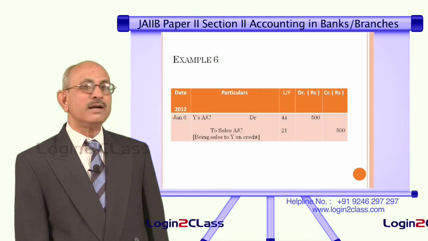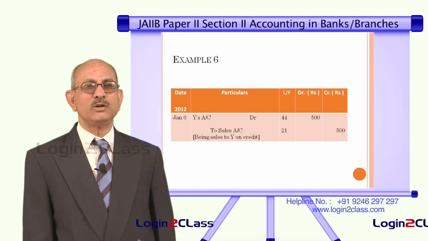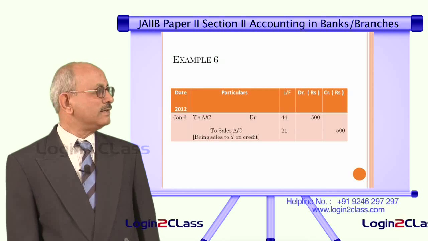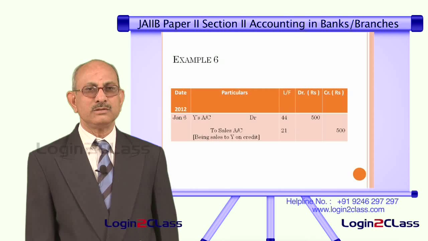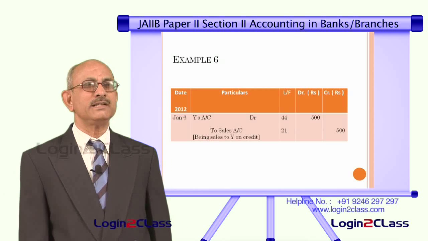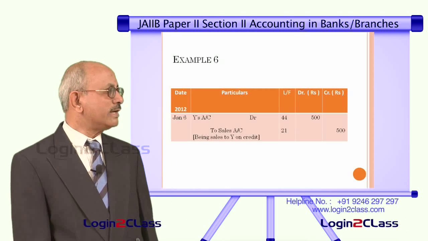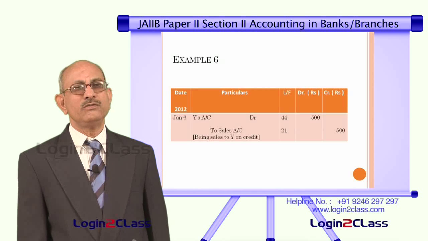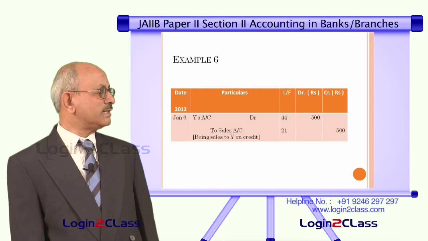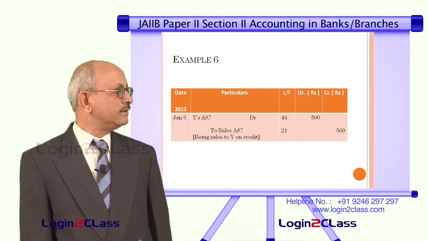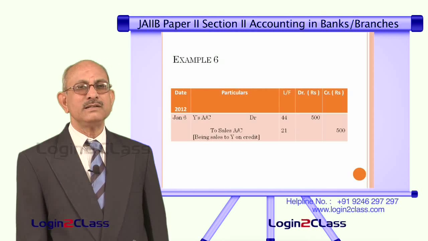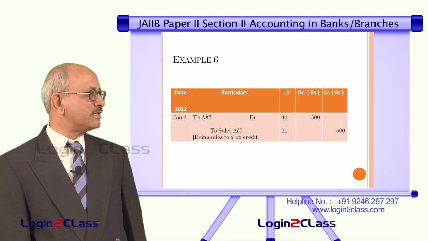So as in the earlier case, since sales is a nominal account, you have to credit sales and Y's account has to be debited. Y is what? It is a personal account. So debit the receiver, credit the giver. Y is the person who has received the goods, so you have to debit his account. So how do you put the transaction in the journal? You have to write: Y's account debit 500 rupees and then sales account credit 500 rupees.